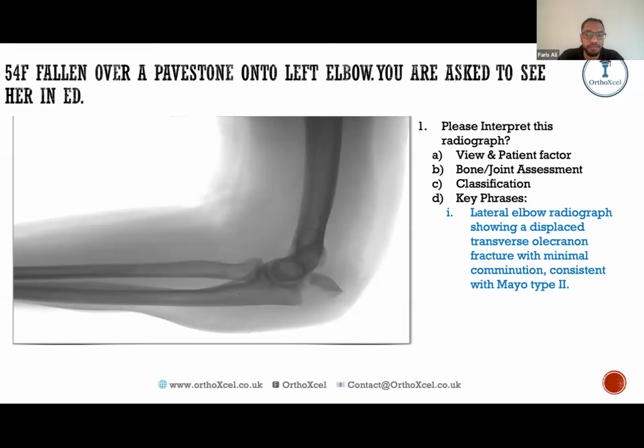So for example, if I've seen this during the interview, I would say that this is a lateral radiograph of a skeletally mature patient taken at an unknown time of an unknown patient. And the most obvious finding here I can see is a displaced transverse olecranon fracture with minimal comminution. So according to the Mayo classification, this is a type 2A. So it's displaced but stable, and it's not comminuted.